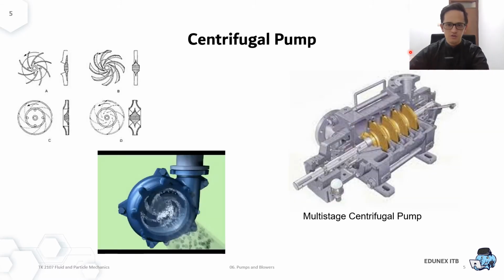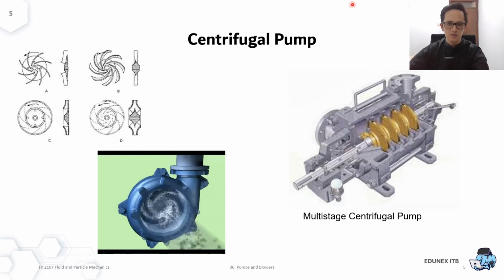This is a simple illustration of a centrifugal pump. It can be designed as a one-stage pump or even a multi-stage pump for a very high pressure, for example. The design, including the shape of the impeller, can be varied depending on the type of the fluid, the pressure requirement, and so on. But actually, it is studied in much more detail in mechanical engineering, not in chemical engineering.